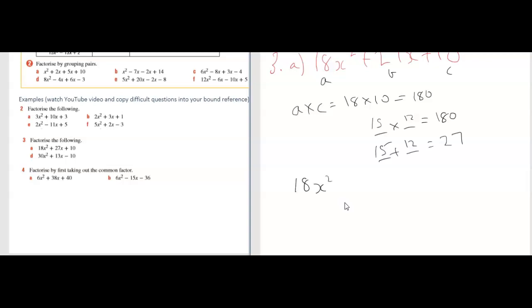So 18x squared plus 15x plus 12x. And then what have we got on the end? 10. Okay, so let's take out a common factor. The common factor for 18x squared and 15x is, what is that going to be, 3x, and we're left with 6x plus 5. And then for the second pair, the common factor is 2, so we're left with 6x plus 5.